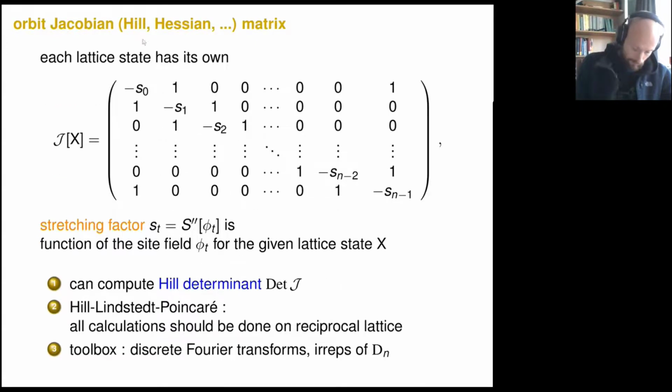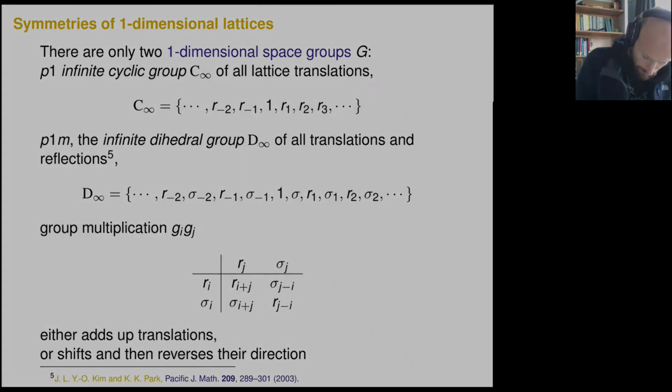And now when you compute the stability, what happens is I have to look at my neighbors in one dimension, but locally it depends on the particular solution, what my local stretching factor is. But you can do it. Hill, Lindstedt, Poincaré did it in celestial mechanics. And lots of people do it without realizing they do it.